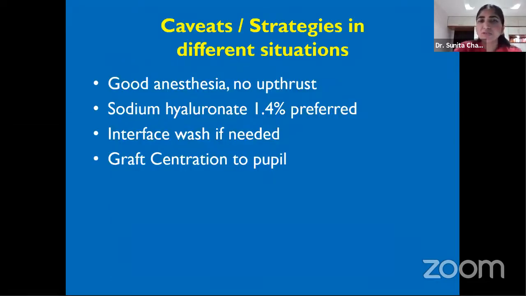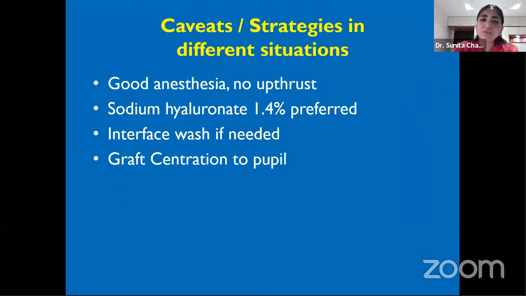Now, caveats and strategies in different situations: one must obtain good anesthesia. There should be no upthrust during this technique. The viscoelastic of choice is sodium hyaluronate because it is a cohesive viscoelastic and easy to remove. If at all we are giving a wash, it comes out very easily, and it also protects the corneal endothelium much better than dispersive viscoelastics. An interface wash may be required if we anticipate that some viscoelastic has gone into the interface. It is good to give a wash.